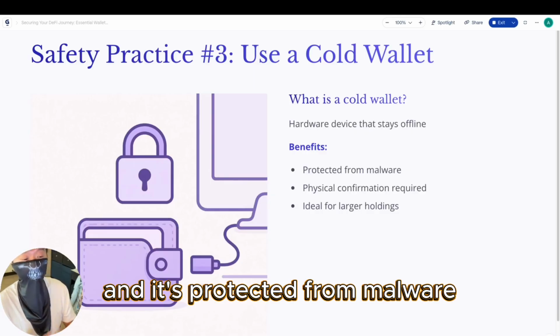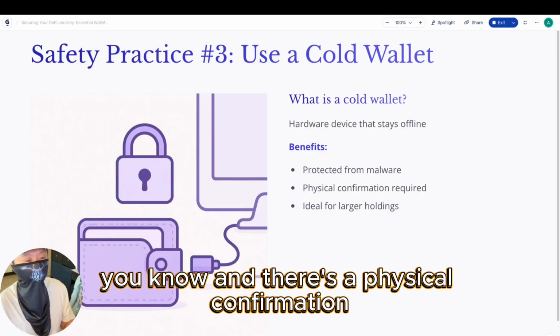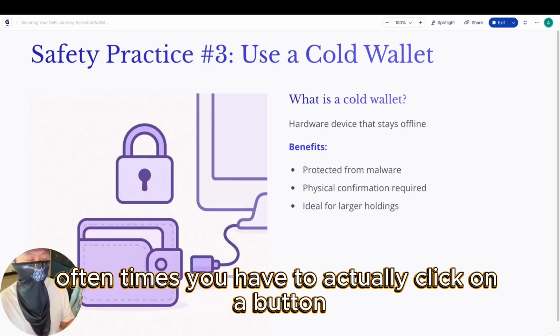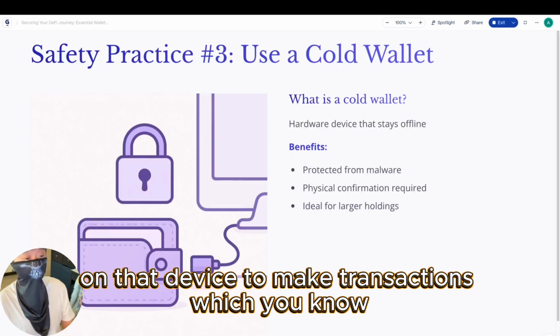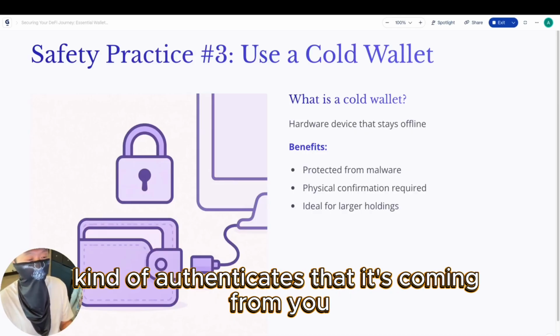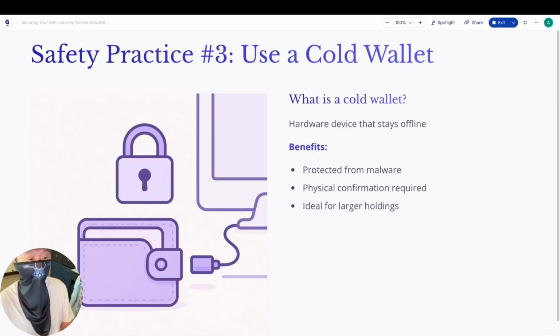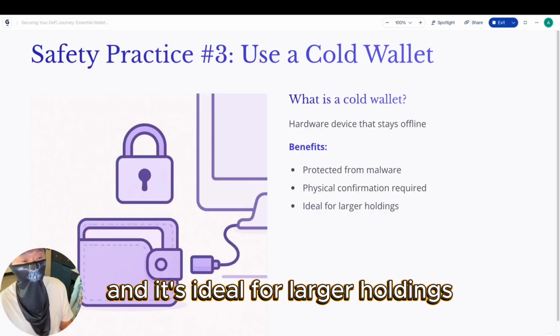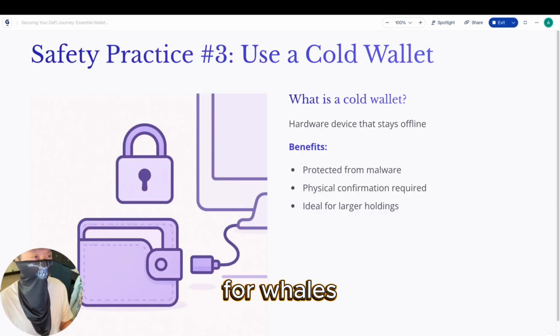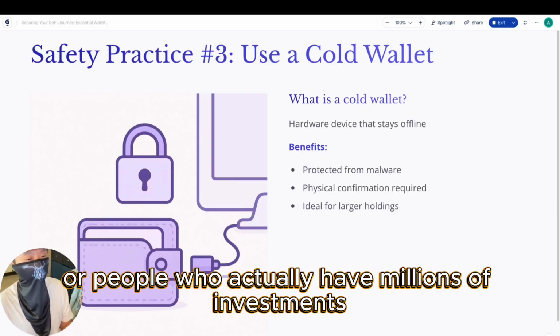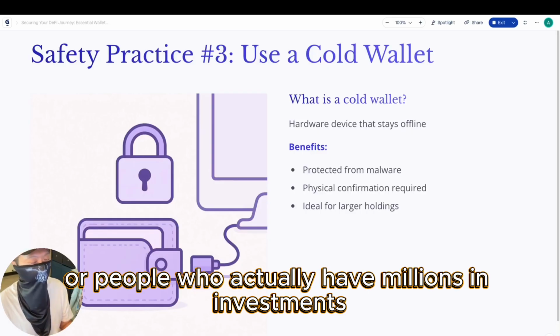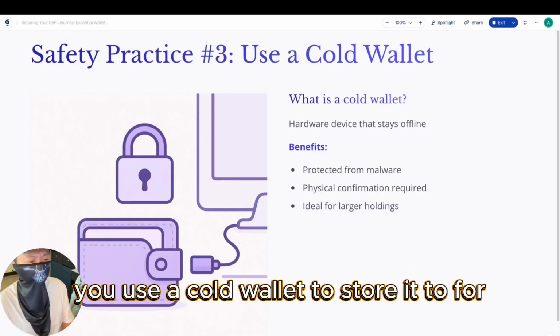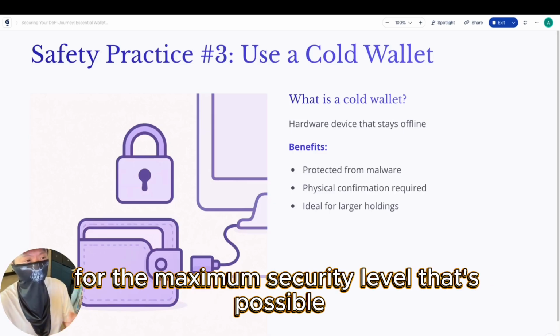And it's protected from malware, and there's a physical confirmation. Oftentimes you have to actually click a button on that device to make transactions, which authenticates that it's coming from you, and it is ideal for larger holdings. For whales, or people who actually have millions in investments, you use a cold wallet to store it for the maximum security level possible.